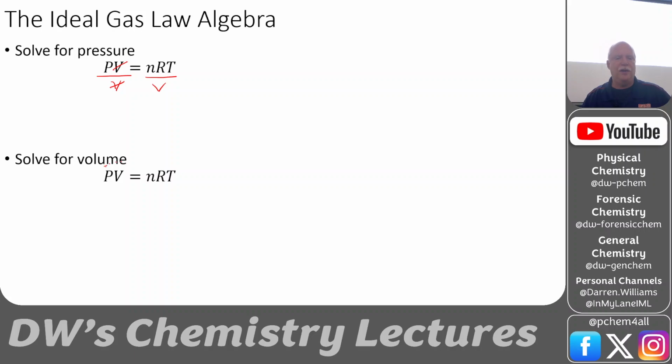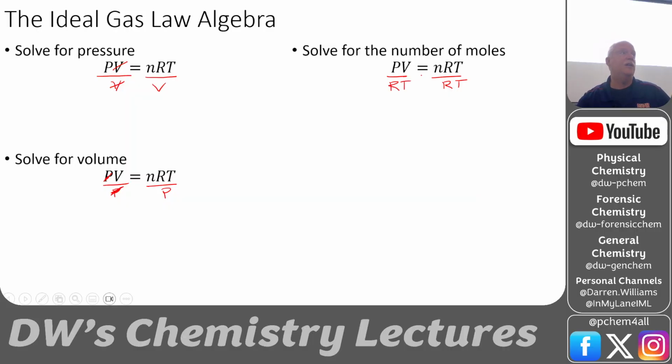Now let's solve for volume. So we divide both sides by P. And these cancel. And so V equals nRT over P. Let's solve for the number of moles. So here we want n by itself, so I'm going to divide both sides by RT. And if I'm going too fast, that's why I video it. So you can go back and check the video if this was something that you wanted me to go slower on. So I have n equals PV over RT.